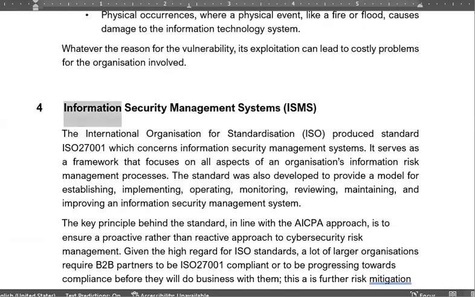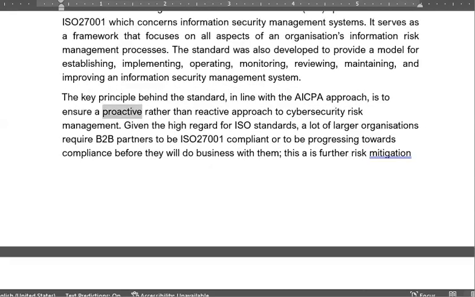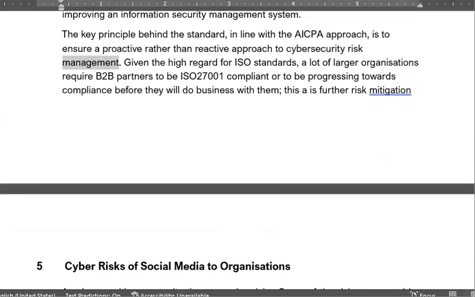4. Information Security Management Systems, ISMS. The International Organization for Standardization, ISO, produced standard ISO 27001, which concerns information security management systems. It serves as a framework that focuses on all aspects of an organization's information risk management processes. The standard was also developed to provide a model for establishing, implementing, operating, monitoring, reviewing, maintaining, and improving an information security management system. The key principle behind the standard, in line with the AICPA approach, is to ensure a proactive rather than reactive approach to cybersecurity risk management.